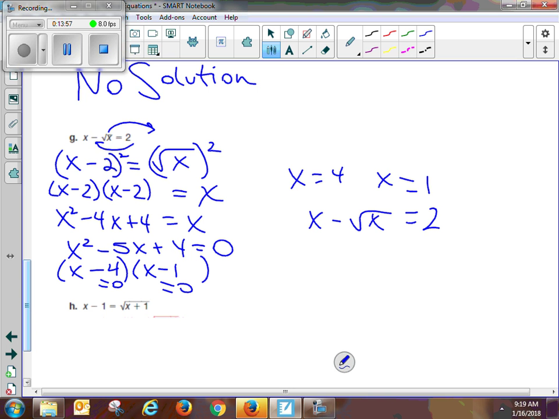Question on my solving. One of these doesn't check. Do you know which one? Does the 4, which one does not check, the 4 or the 1? 1, good. Because that would give you 1 minus square root of 1 is 1. 1 minus 1 is not 2, is it? So that didn't work. If you plug in the 4, it does check. Question for me.